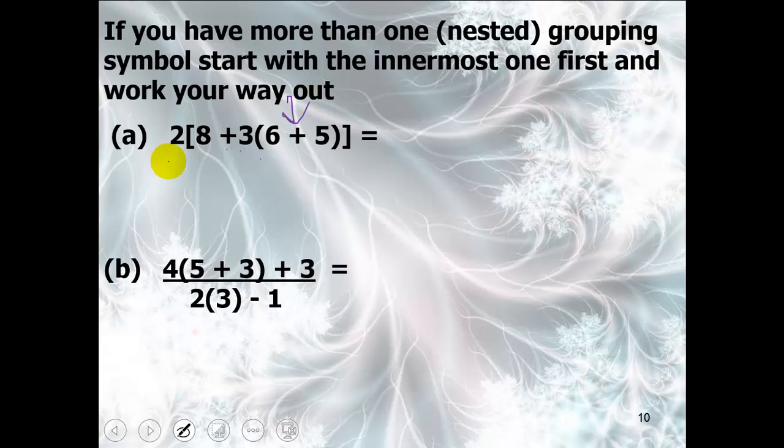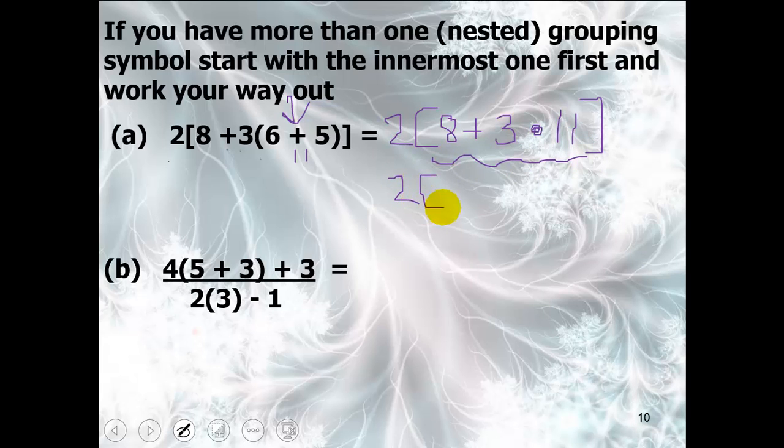I'm going to rewrite everything as it is. So I have 2 bracket 8 plus 3 times 6 plus 5 is 11, so I'm just going to write it as times 11. Okay. Now I have to clear out all of this. I have to do these operations. All right. So I have 2 bracket.